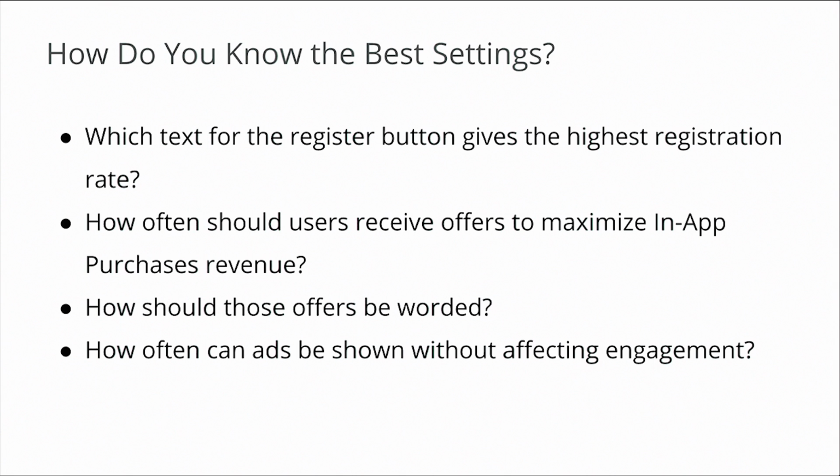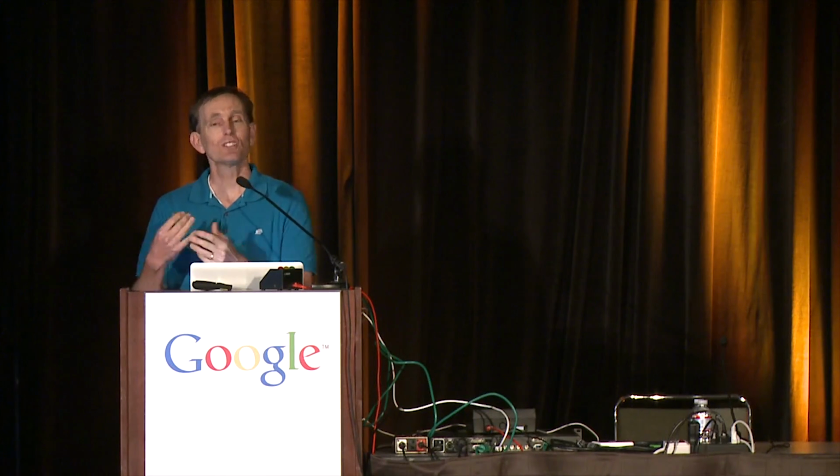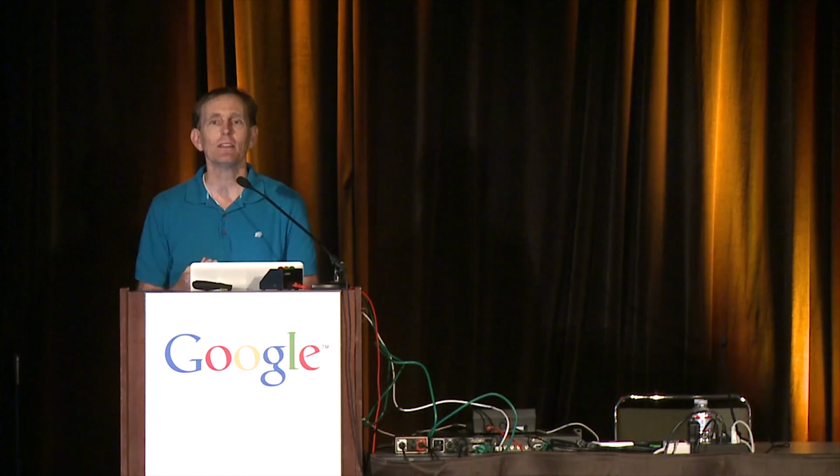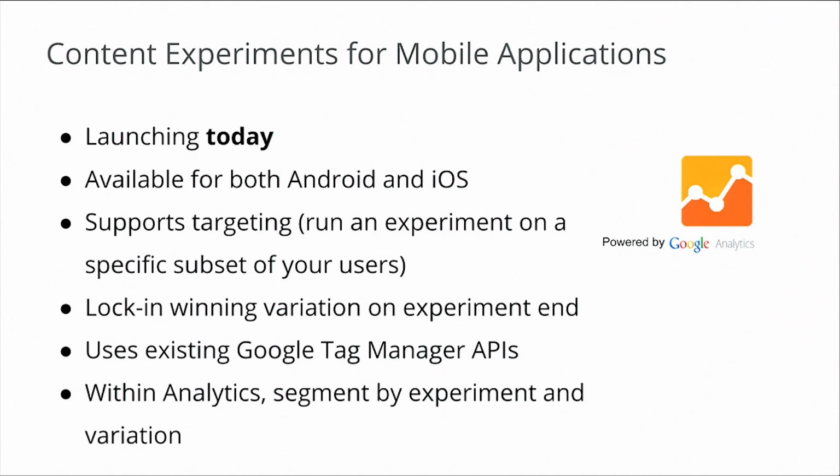Has two problems, right? One problem is there might be exogenous factors that are affecting things. So it might be that this week you have higher in-app revenue than last week for some outside reason. And the fact that you changed the text of your offer didn't really have anything to do with that. Also, it's slow to be making these serial changes. So what I'm really excited to announce today is experimentation for mobile applications, okay, for both Android and iOS.